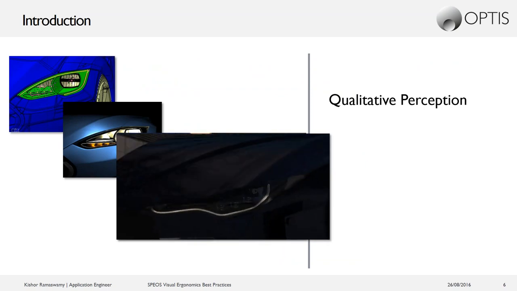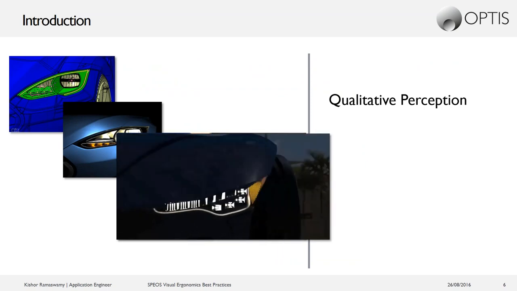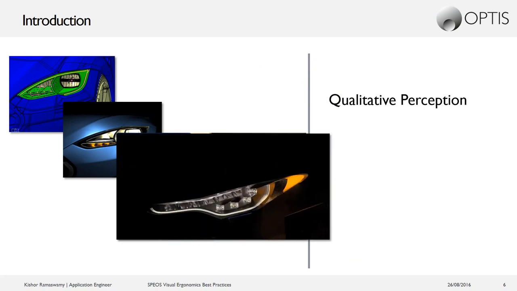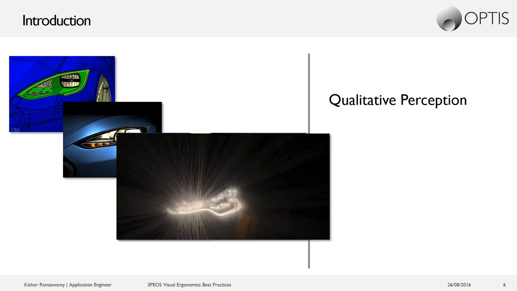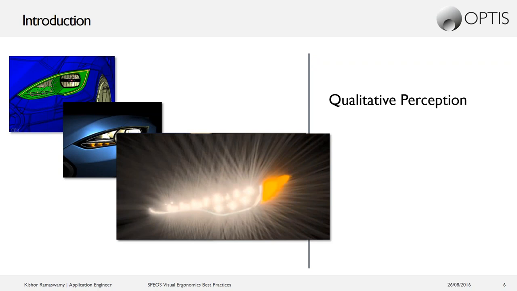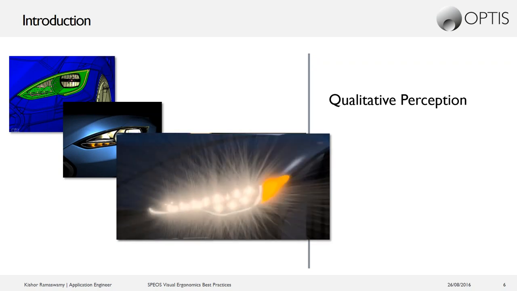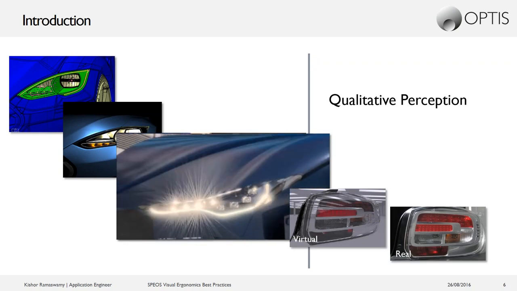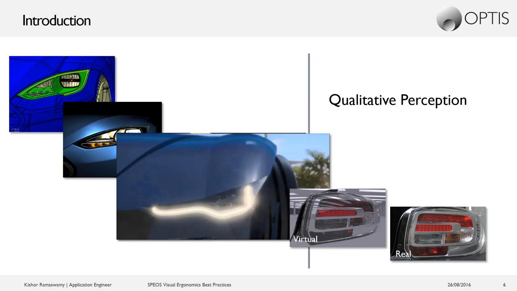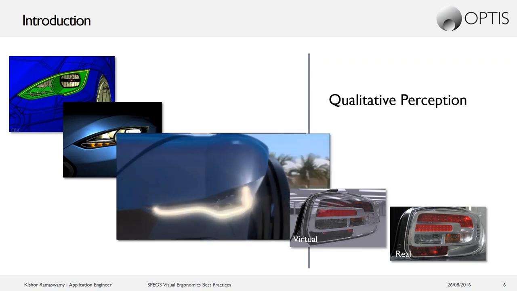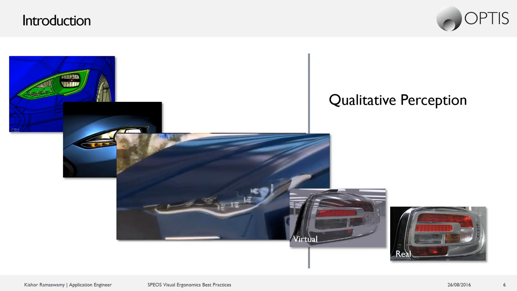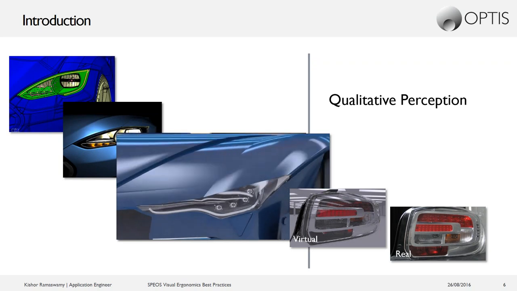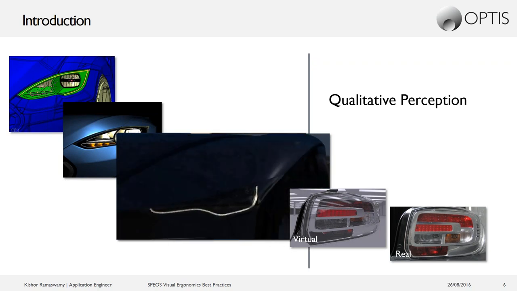A large part of the visual ergonomics module has to do with qualitative perception. At this stage, we're looking at how a certain result will be perceived, or how a render will appear to an observer. This is the importance of the visual ergonomics module. The idea is to compare very closely with reality, so it takes into account many parameters with respect to human vision. The results that you get should match very closely with the real parts.